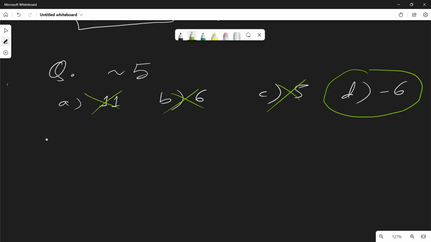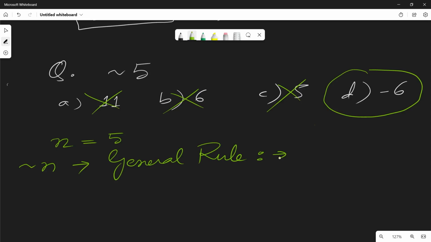What we do it like this. Suppose the number is n is equal to something, anything, 5. Whenever we do not of n, the general rule is not of n is equal to minus n minus 1. Okay, so when we have 5, we write it like this: minus 5 minus 1, that is minus 6.